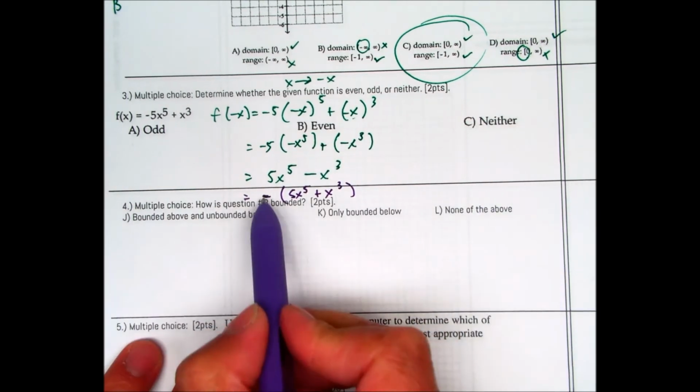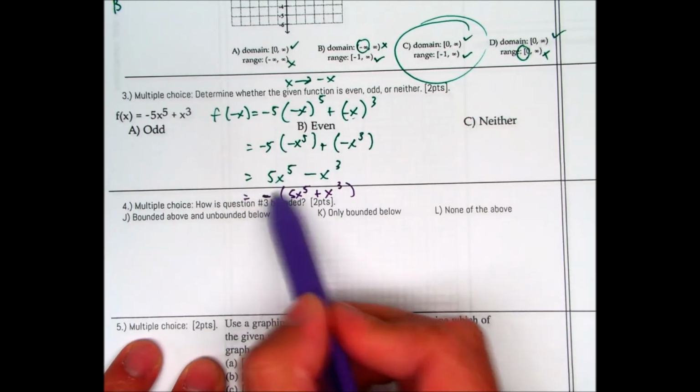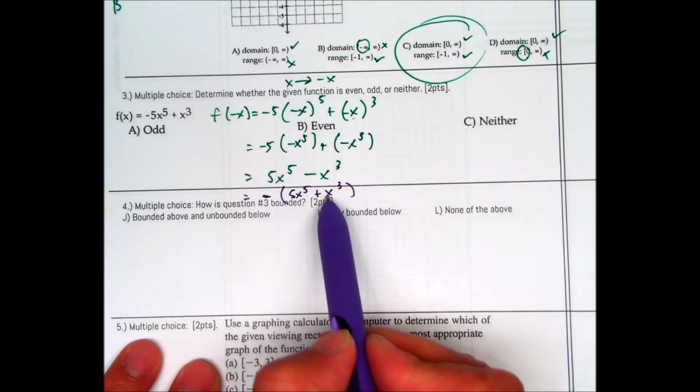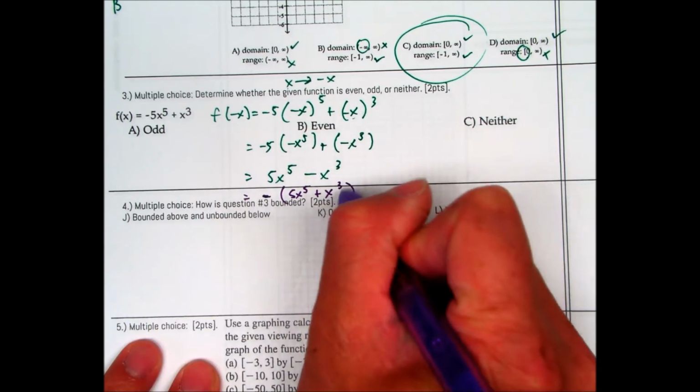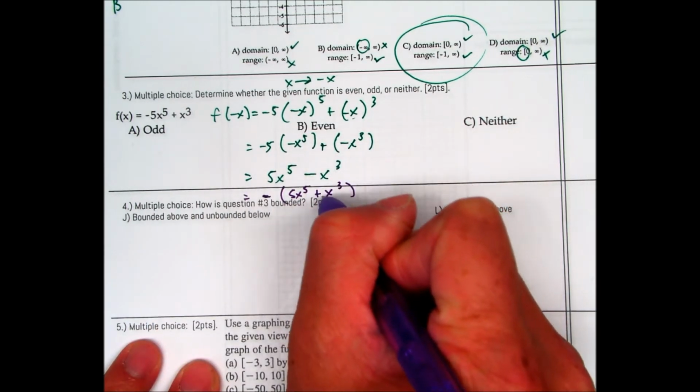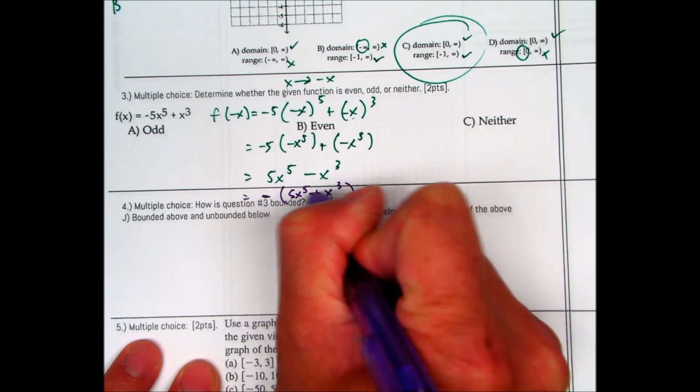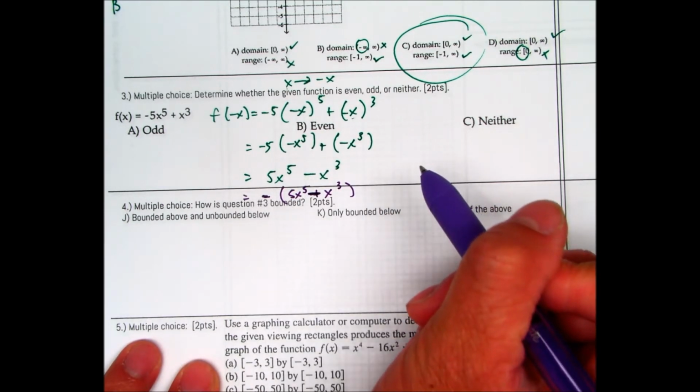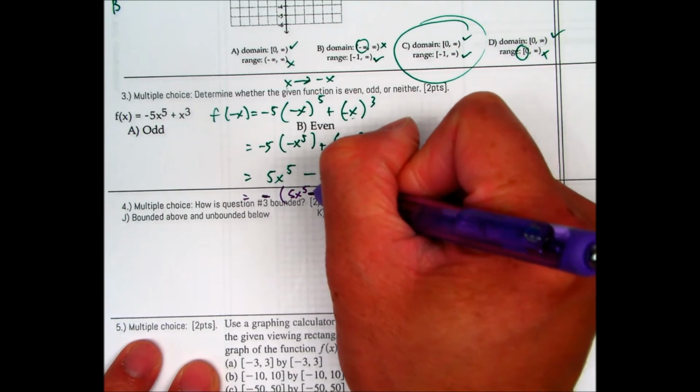Does that make sense? Because you can distribute this negative sign to be negative x to the 5th, and that becomes, what happened? This should be negative. No, that's a positive.